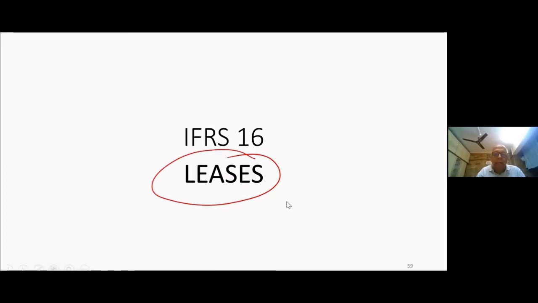So let's understand one thing. What is lease? Lease typically is a rent, taking on rent. Now I can take the tractor on rent for 1 hour, or I can book an Ola cab for 1 day. These small transactions really don't matter much. They go as a rent income and rent expense.